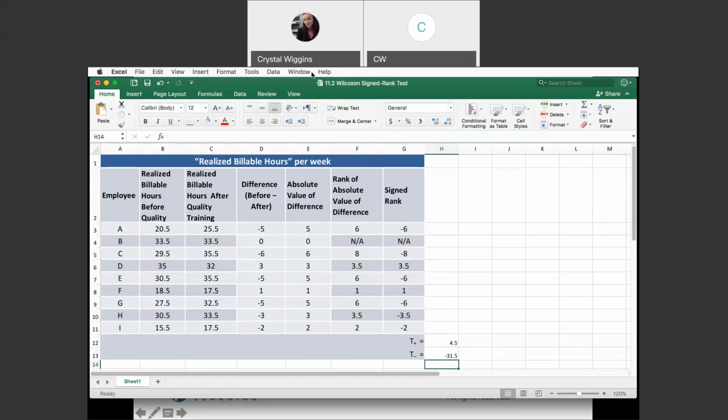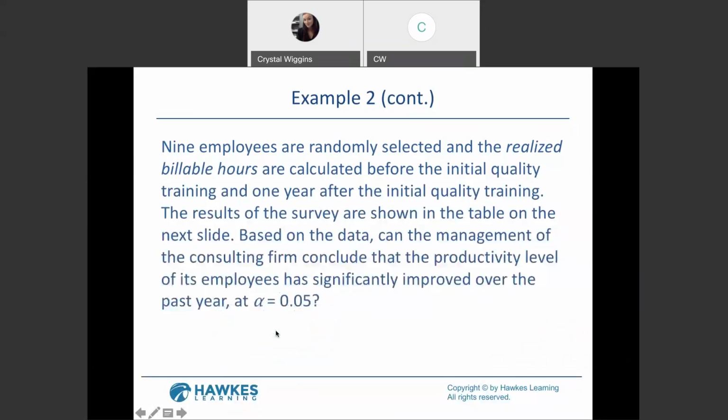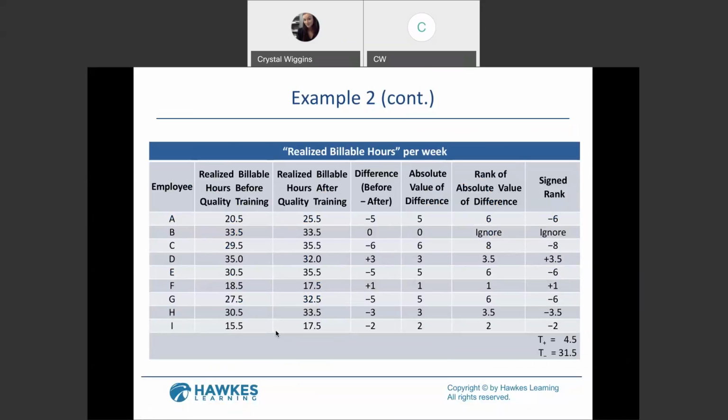Let's head back to the PowerPoint. So here's the finished chart that we just came up with, and we have the same sums. Our -31.5, we look at the absolute value of it, so it should be 31.5 positive, because essentially we compare the absolute value of the magnitudes.